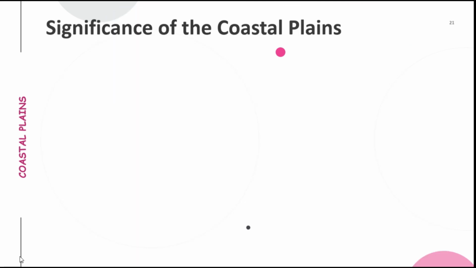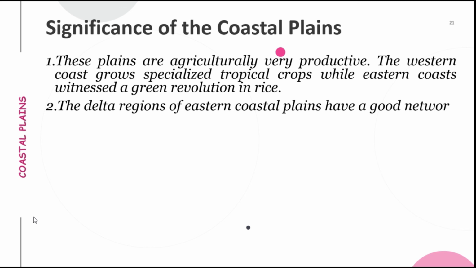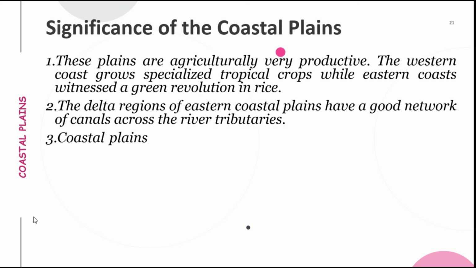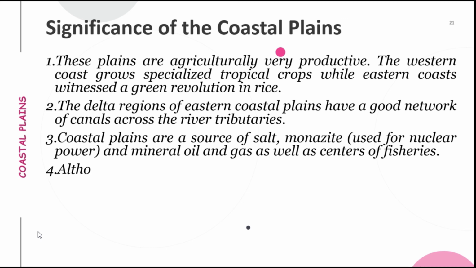And finally, the significance of the coastal plains. The coastal plains are agriculturally very productive. The western coast grows specialized tropical crops while the eastern coast witnessed a green revolution in rice. The delta regions of the eastern coastal plains have a good network of canals across the river tributaries. The coastal plains are a source of salt, monazite, and mineral oil and gas as well as centers of fisheries.